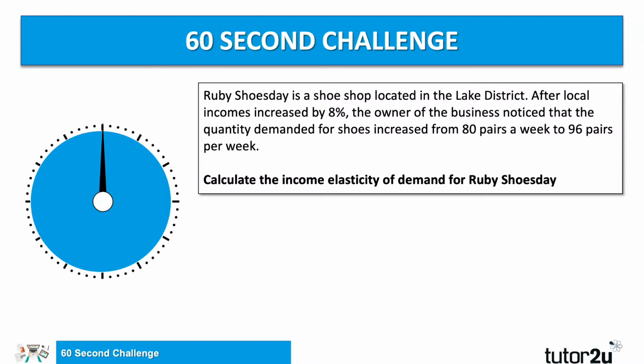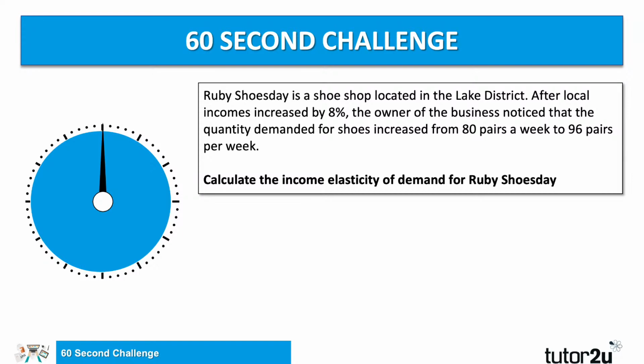It's in Ambleside. Ruby Shoes Day is a shoe shop located in the Lake District. After local incomes increased by 8%, the owner of the business noticed that the quantity demanded for shoes increased from 80 pairs a week to 96 pairs per week. Based on that information, can you calculate the income elasticity of demand for Ruby Shoes Day?